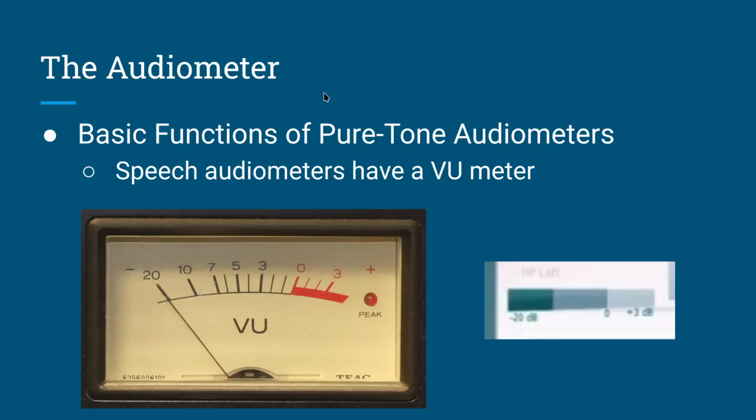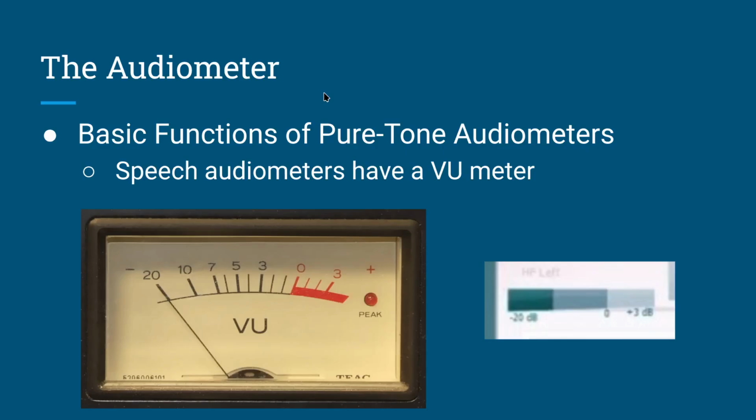Basic functions of pure tone audiometers. Pure tone audiometers, this is kind of getting as an aside, have speech audiometry capabilities involved. So this is not really pure tone audiometry, but pure tone audiometers have speech audiometry functions built in, and as part of the speech audiometers, they have a VU meter. So when you're talking and you're presenting words into the speech audiometry function, you're trying to hit 0 VU, 0 volume units. Then that means that the target you have on your audiometer, say 65 dBHL, is actually what it says at 0 VU.